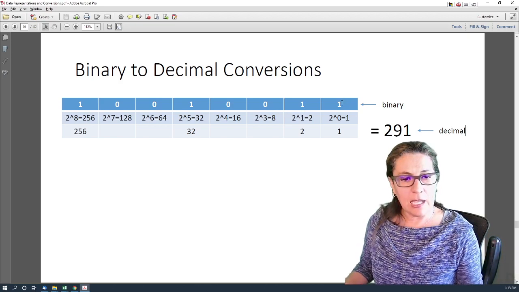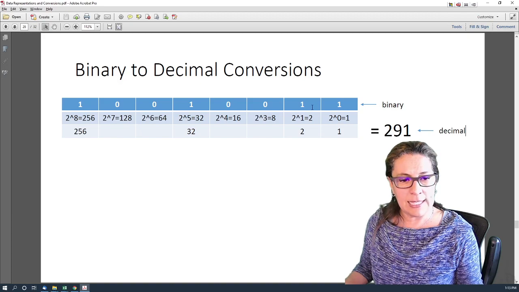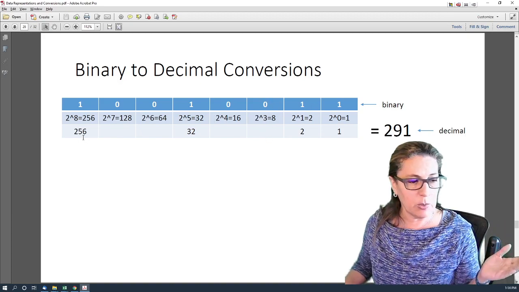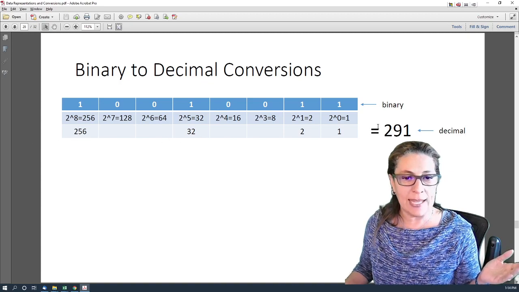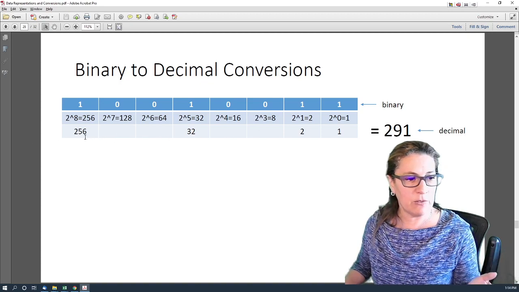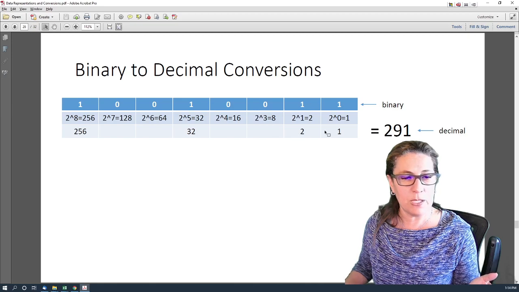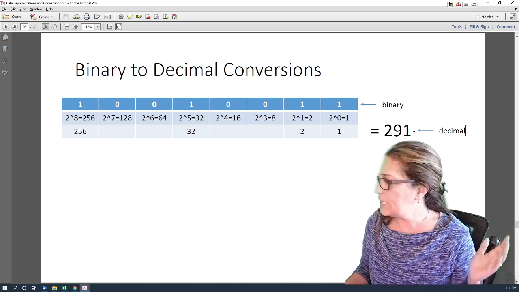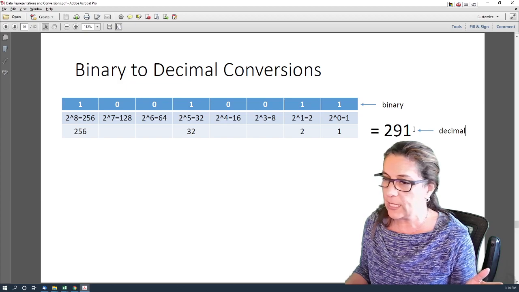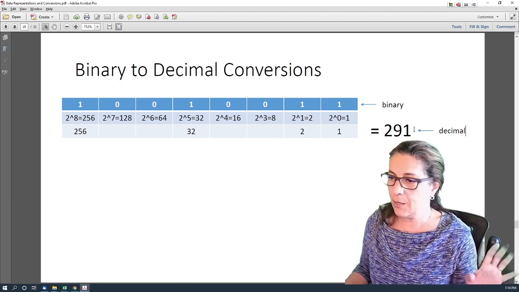And then if it's a 1, then it counts. If it's a 0, you don't count it. And so you end up with these numbers and you just add them all up. So this is going to be 256 plus 32 plus 2 plus 1. There's your decimal conversion. It's very easy to convert to decimal. Any questions about this?